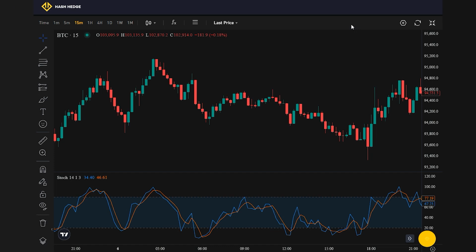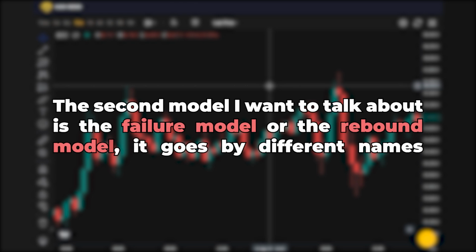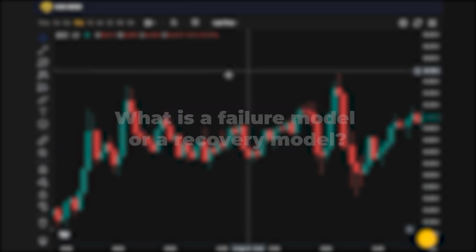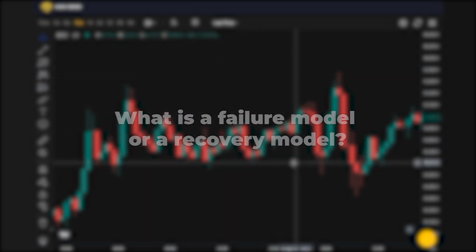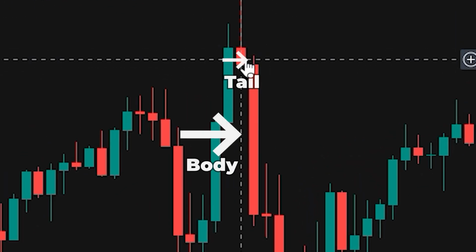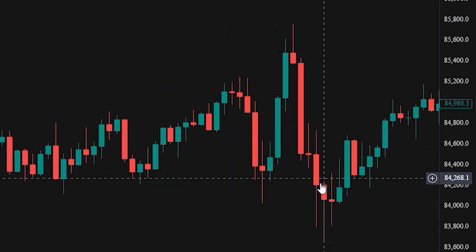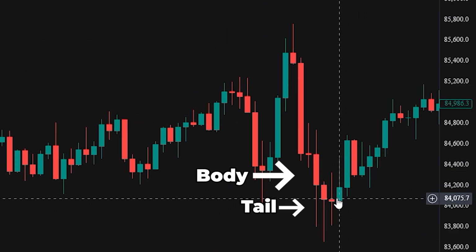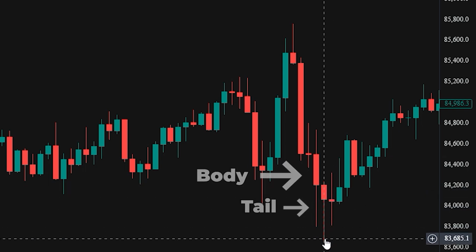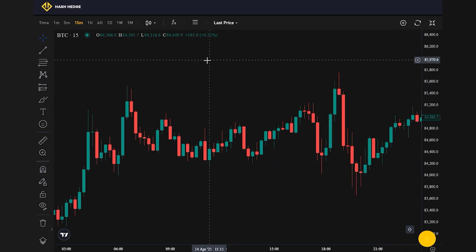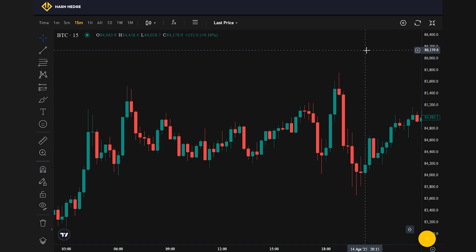So this was the first candlestick pattern we looked at, the engulfment pattern. Let's move on to the second one. The second model I want to talk about is the failure model, or the rebound model. It goes by different names. What is it? If we see candles on the chart that have a body much smaller than the tail, some very long tails, such as in this case where we have two candles at once with a small body and with long tails, this also tells us of a possible market bounce in the opposite direction.